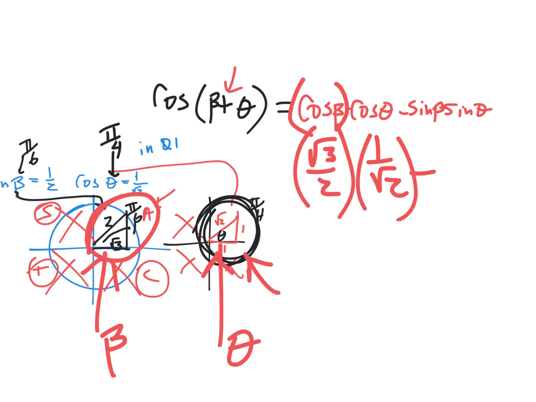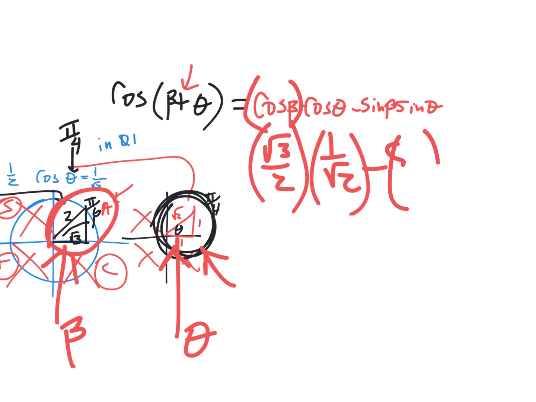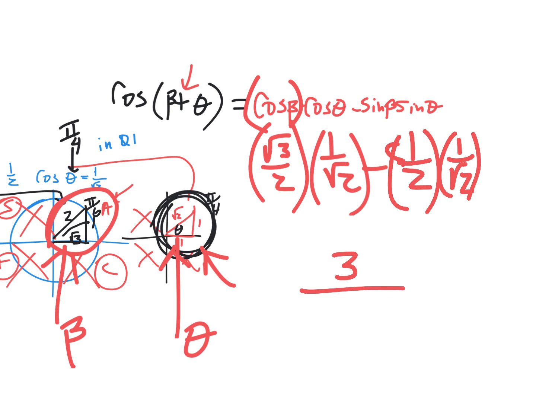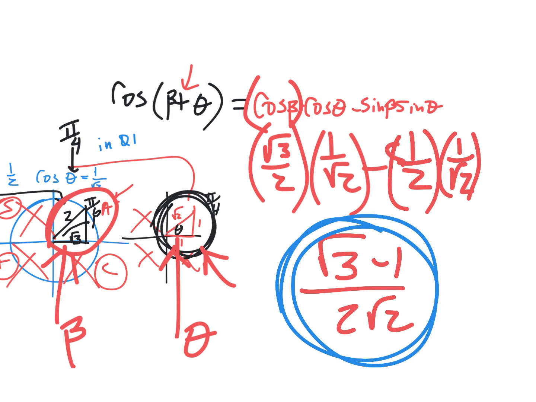And then minus sine of beta, which is 1 over 2. And sine of theta, which is 1 over root 2. So my final answer for the practice problem I gave you is root 3 minus 1 all over 2 root 2. And that's how we typically have you leave the answer on the test. Wouldn't want you to go get decimals for that. It's less accurate.